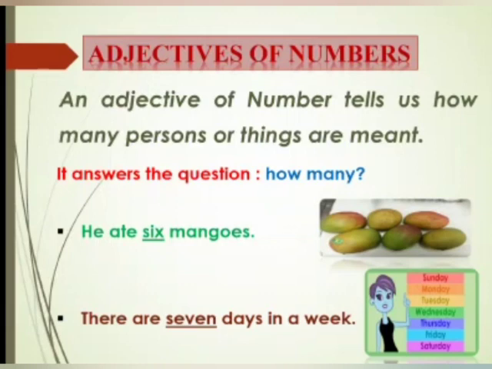There are 7 days in a week. How many days are there in a week? 7. The word 7 is an example of adjective of number here.